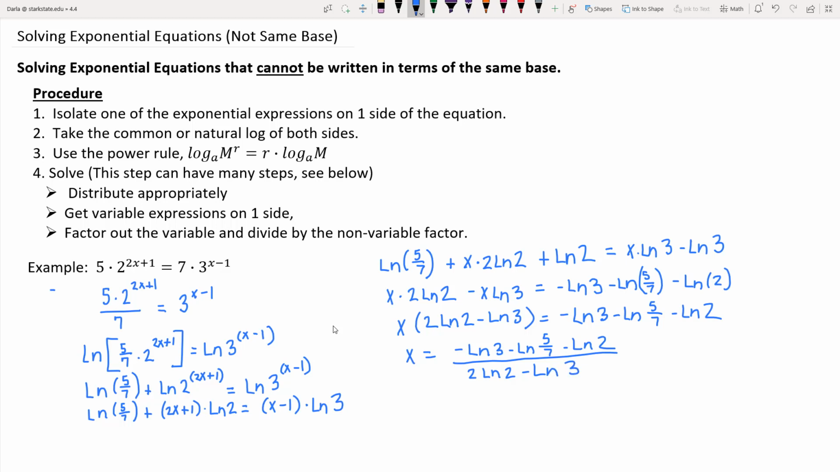And you could put that all in your calculator if you like. If you do, I'd probably put grouping symbols around the whole numerator and grouping symbols around the whole denominator. That way it divides correctly. And you would get x is approximately negative 5 and 6 hundredths, so negative 5.06.